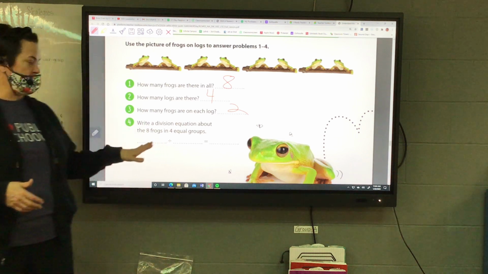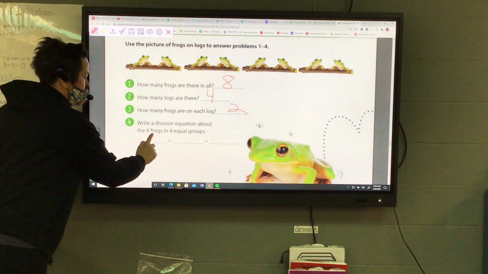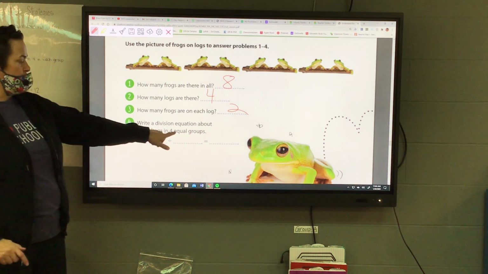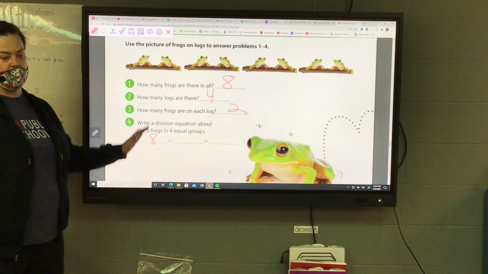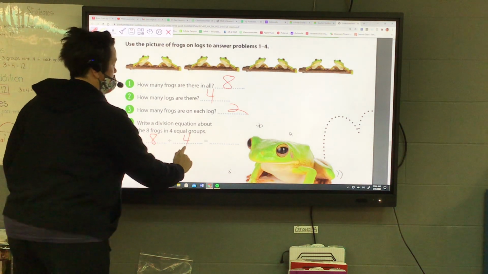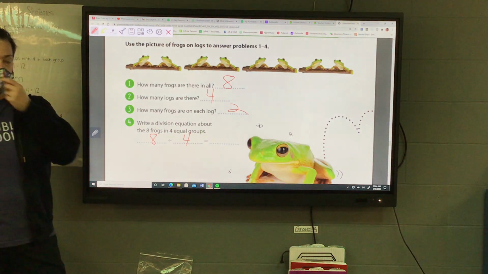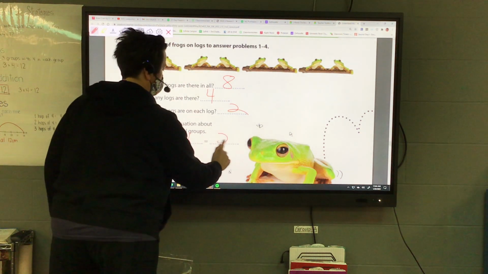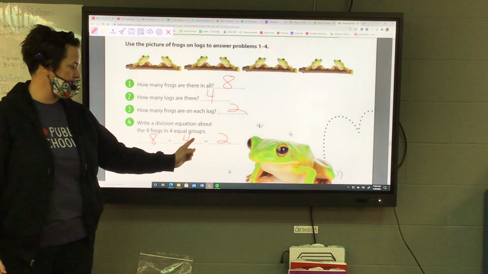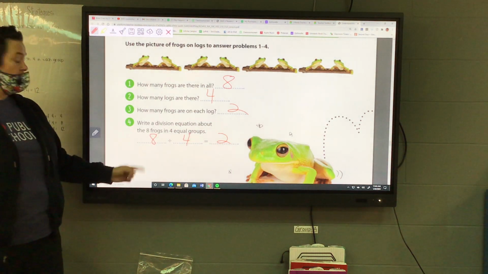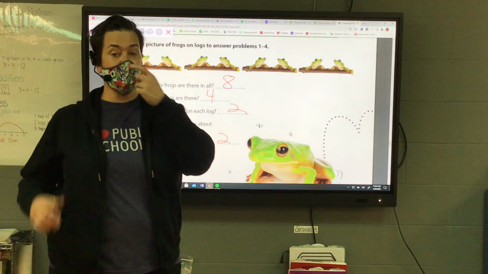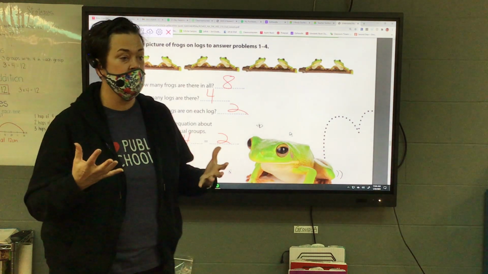So what are we going to write first? 8. 8 divided by 4 equals 2. Let's double check that. Let's work backwards. Friends, what is 2 times 4? 8. So is our division equation correct? Yes. Now let's talk about it using our words.